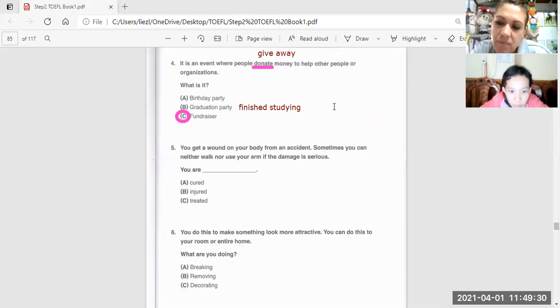You get a wound on your body from an accident. Sometimes you can neither walk nor use your arm if the damage is serious. Damage, serious, yes, seriously damaged. Okay, so a wound, what do you think a wound is? A wound. I don't know that. A wound. So, and an accident, do you know the word accident?